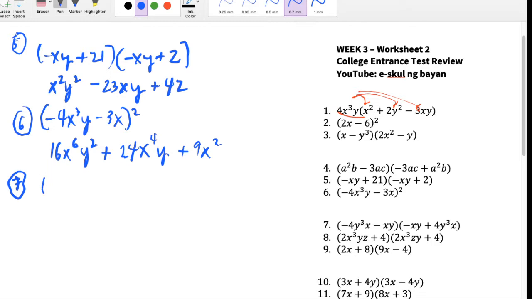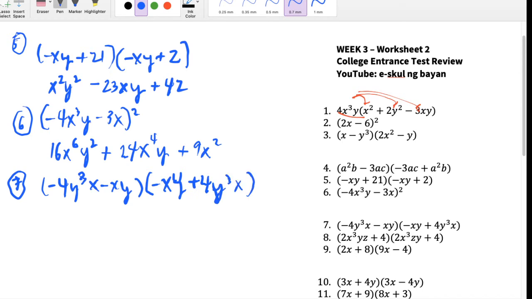We have negative 4y cubed x minus xy, negative xy, plus 4y cubed x. Okay? So, kung i-check nyo to, actually meron tayo dito form na a plus b times a minus b. Okay? So, kapag ganito yung form mo, i-expect mo na meron ka difference of 2 squares.